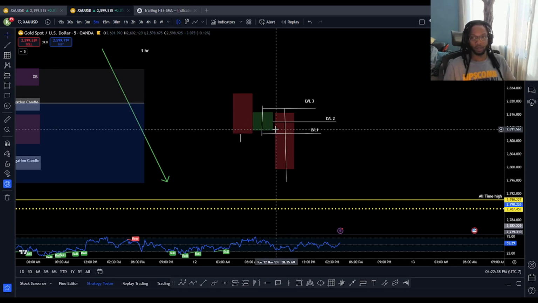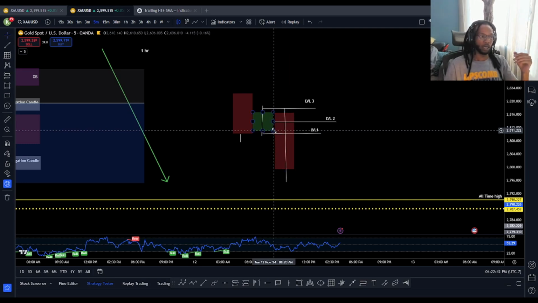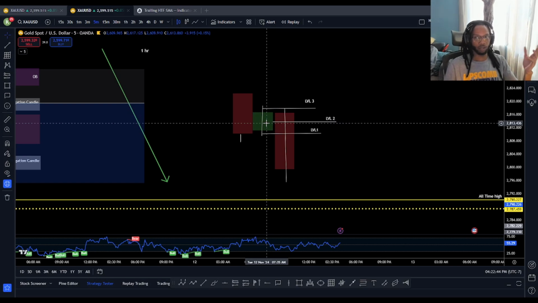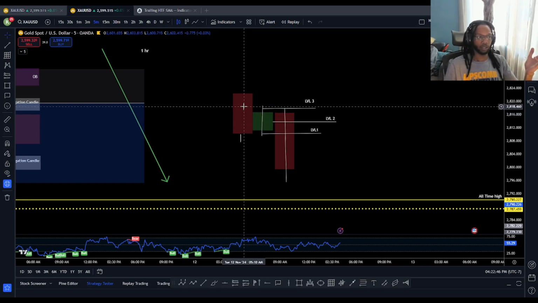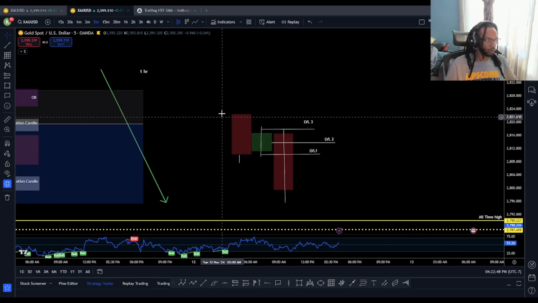Okay. The same methodology follows order blocks. Now say the mitigation was happening the other way around, say like, hold on, let me see if I can do this.